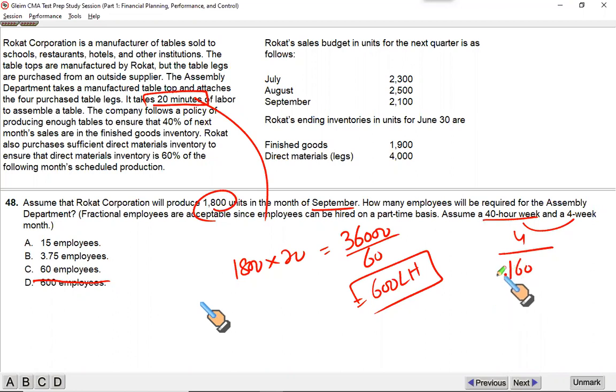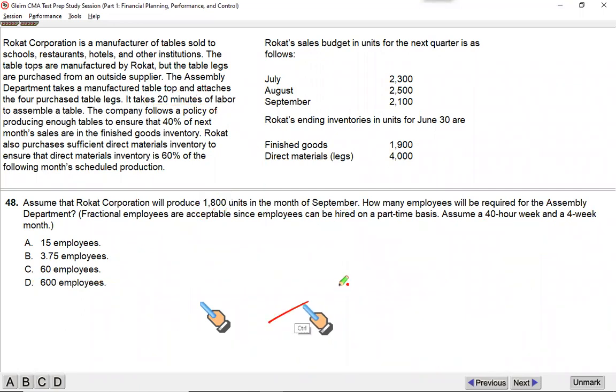So if each worker is able to give 160 labor hours and we require 600 labor hours, that means 600 upon 160. That's 3.75. Afzal, 3.75. So we need 3.75 employees, which means we need 3 full-time employees, right? And another employee will give us part-time, that is 0.75 of his time. So it's going to be B. B is the right option. All right, B it is.